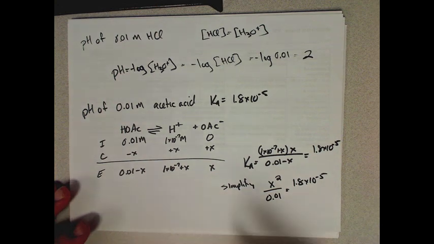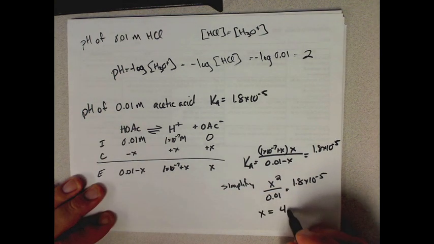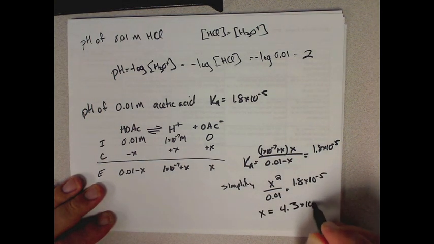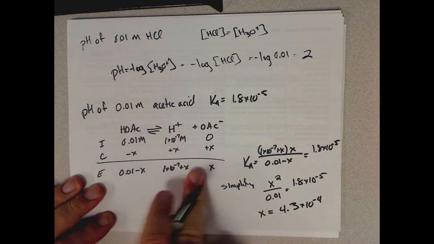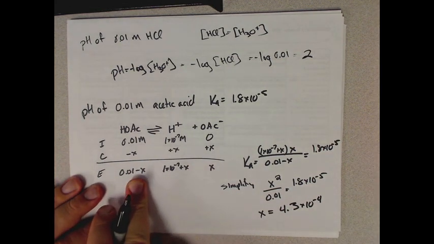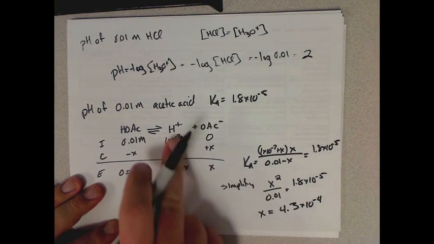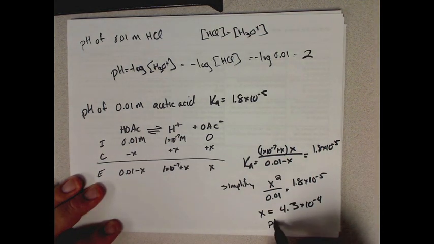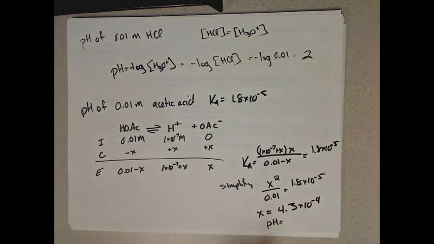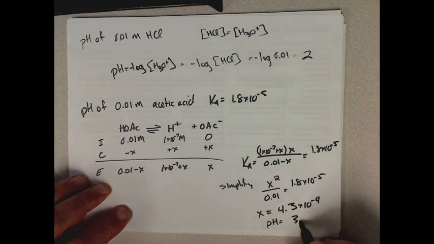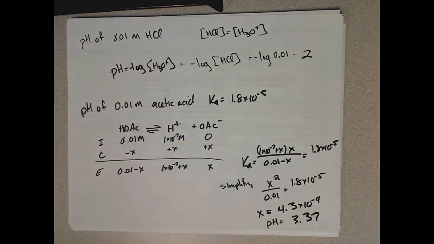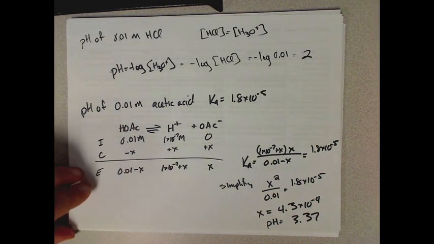Okay, so if you do that, then x equals 4.3 times 10 to the minus 4th. That is definitely way bigger than 1 times 10 to the minus 7th and way smaller than 0.01, so our assumption is safe. That means our pH, since x is equal to the H plus, is going to be minus the log of that, base 10, or 3.37. Okay, so that would be how to solve that for a weak acid.